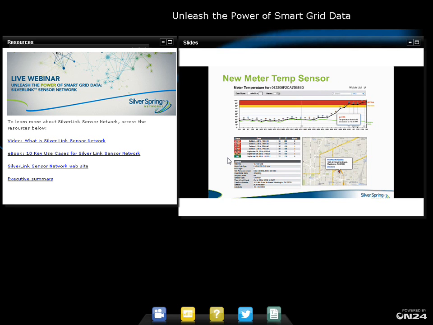So through the deployment of the meter temperature sensor with Silverlink Sensor Network, you can successfully and proactively address meter temperature issues and prevent premise fires from occurring before they happen.